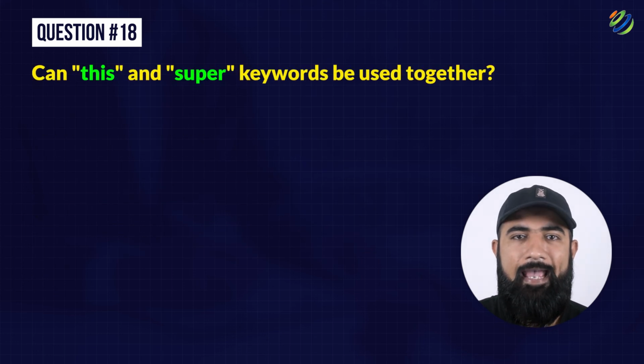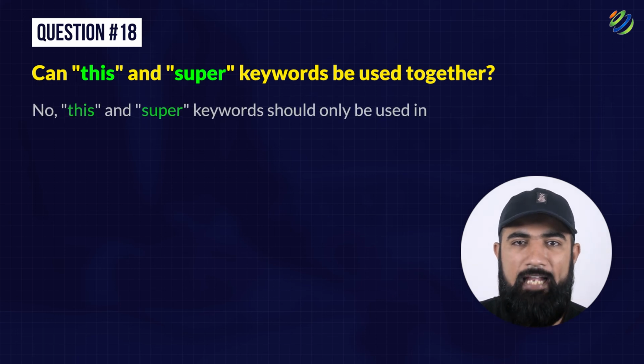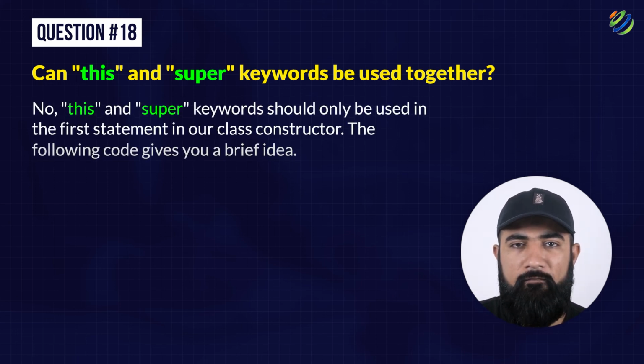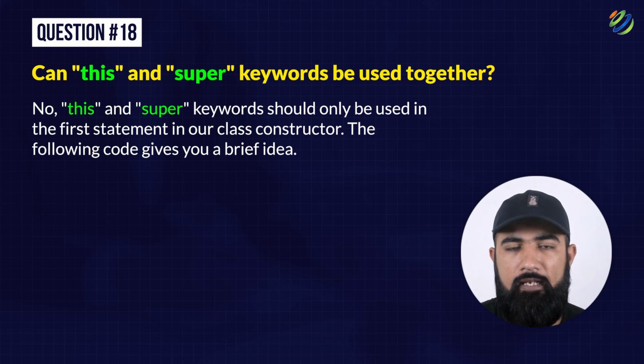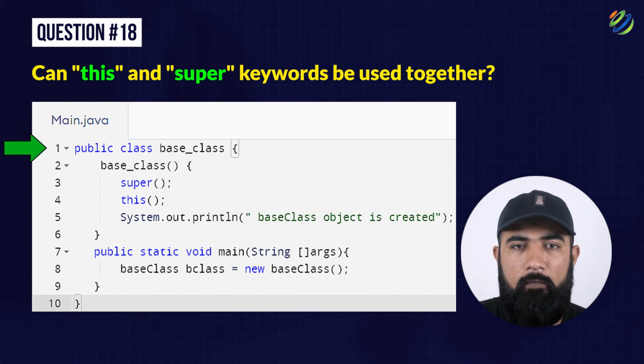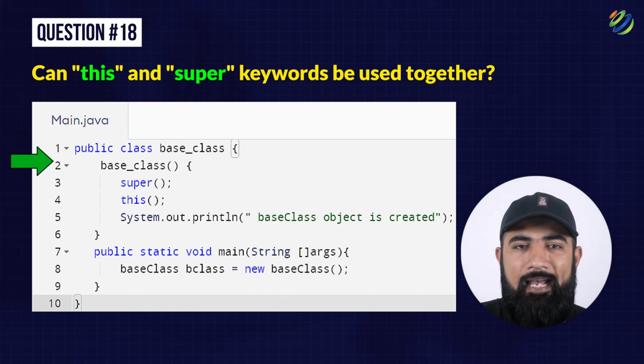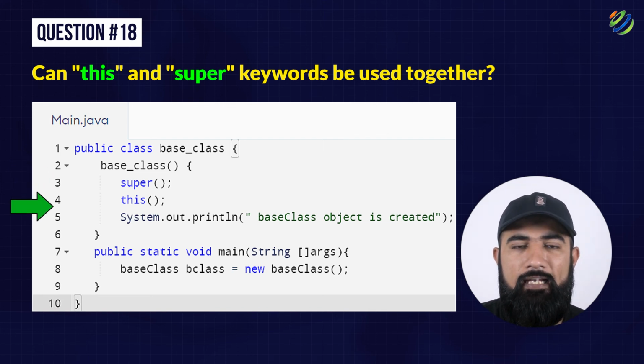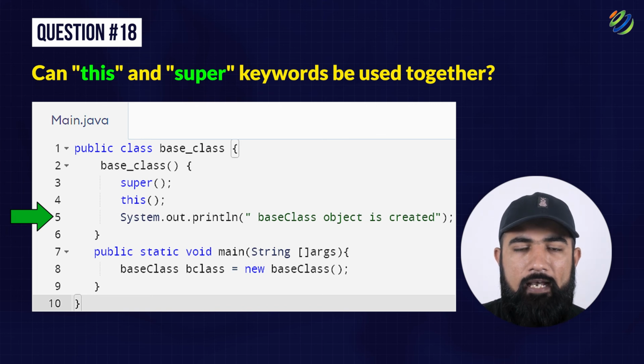Number 18. Can this and super keywords be used together? No, this and super keywords should only be used in the first statement in our class constructor. The following code will give you a brief idea. Here I have a public class base class, and in that I am having a function as base class, and in that I have my super and this keywords. Then I am calling my print statement, and in my main I have the object for my base class. And this is how it works.